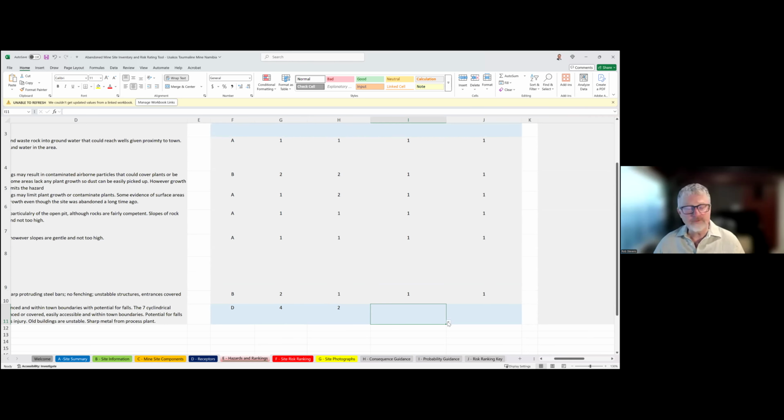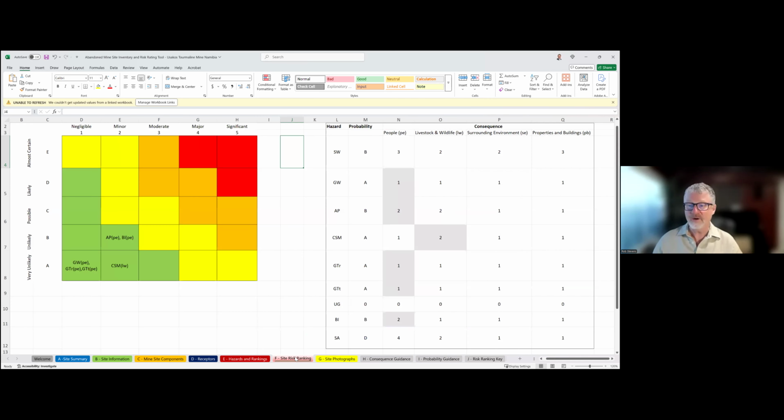To the surrounding environment, very little. Even failure in the open pit wouldn't go anywhere, so I'm going to say 1. And likewise to properties and businesses, I really don't think that there's a big issue there, so I'm also going to give a ranking of 1. All right, so then that takes me all the way over here.